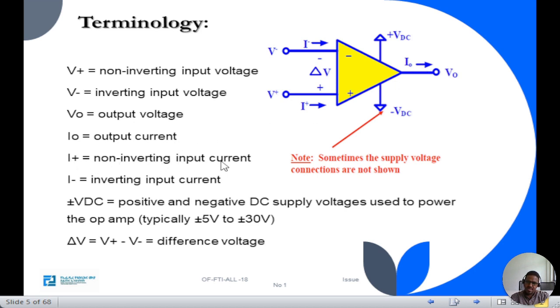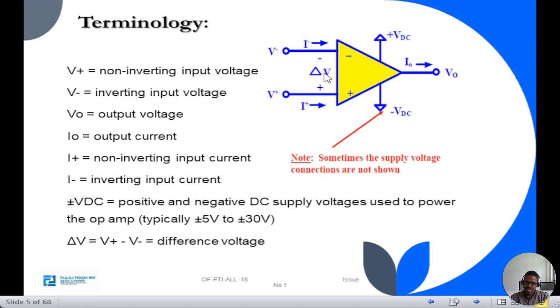Non-inverting input current, that's here, plus symbol. Inverting input current, that's here. Plus minus VDC, that is, we can apply positive VDC and negative VDC from plus or minus 5 volts up to plus or minus 30 volts. So sometimes the supply voltage connection is not shown in the circuit when referred to in different textbooks.